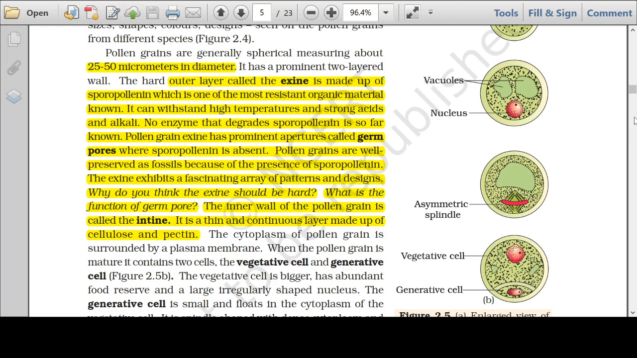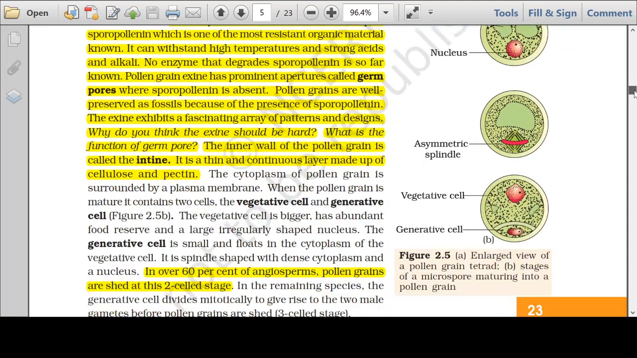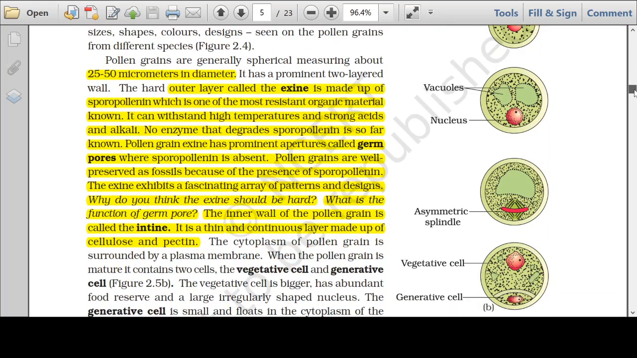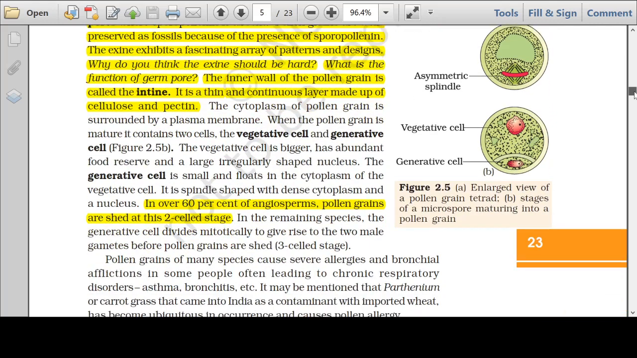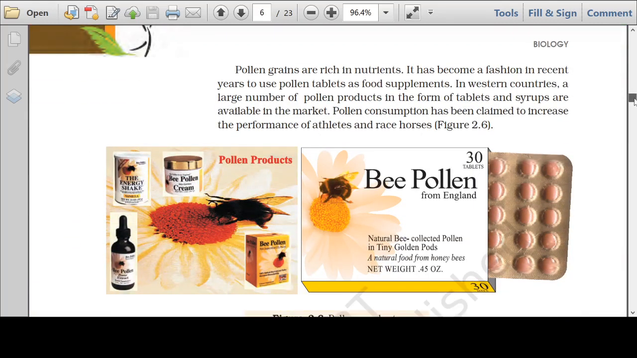Now, within a pollen grain, what structures are present? This I'm skipping, students. I'll be very soon sharing another video where I'll be dealing with the structure of a pollen grain and the mechanism or the process of formation of a pollen grain. I will come to this section then.